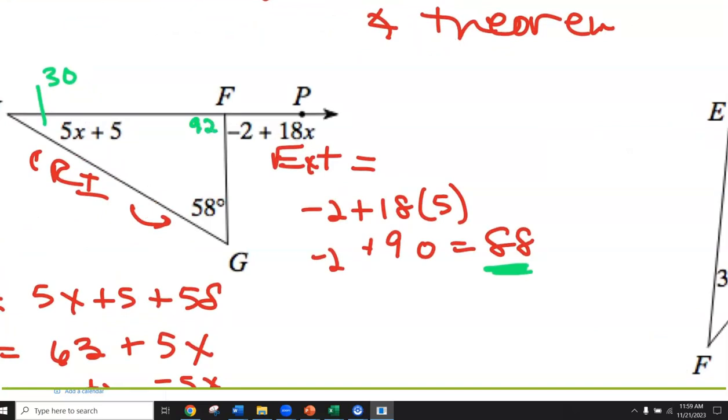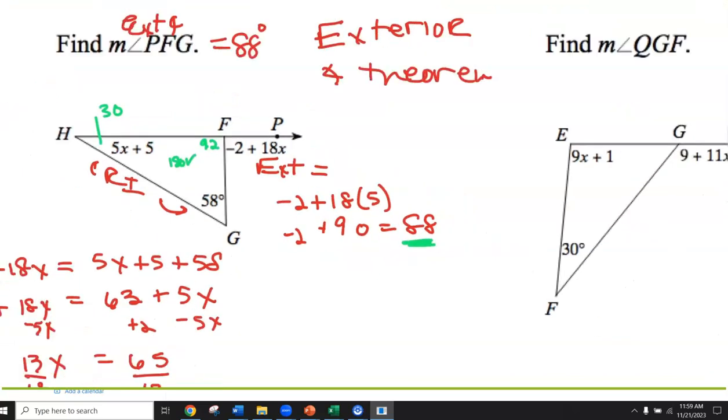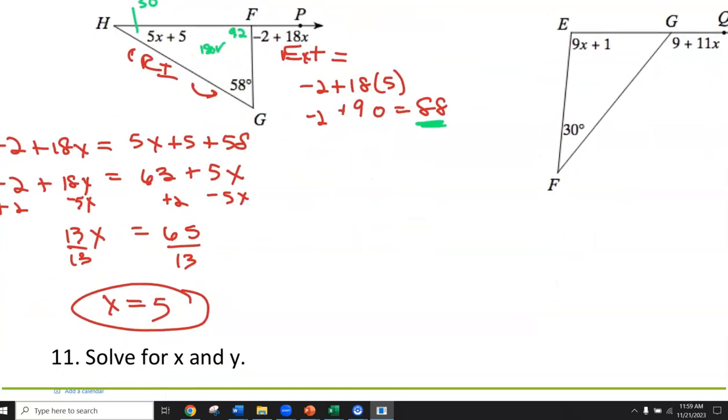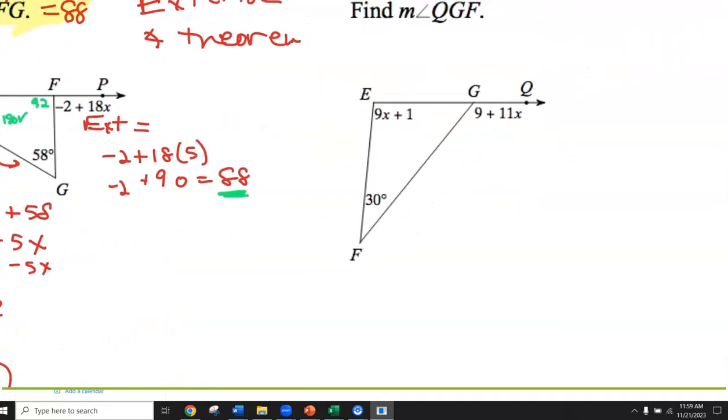Now, is it true that 92 plus 30 plus the given angle of 58 equals 180? And yes, it does, and everything is checking out. So my answer that they wanted was the exterior angle, which is right here. But I was able to use my x, which was here, and find all the missing angles, which is excellent practice. Okay, next thing.